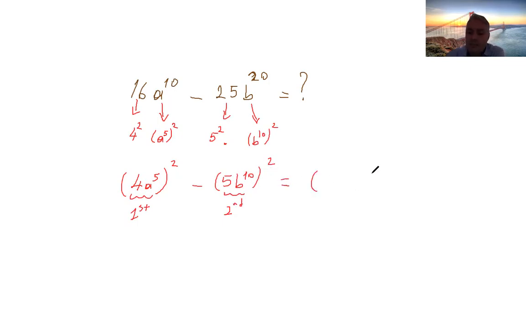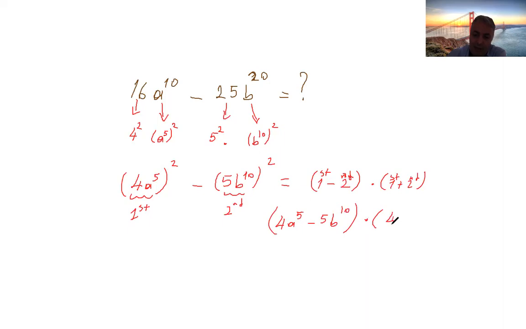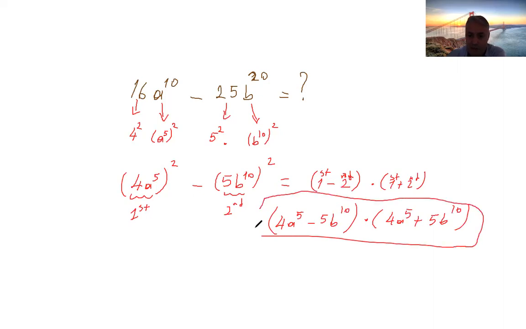Difference times sum. First minus second, first plus second. Of course, with the numbers. So I am writing 4a to the power of 5 minus 5b to the power of 10, times 4a to the power of 5 plus 5b to the power of 10. This is the answer to the question. I hope you did the same thing.